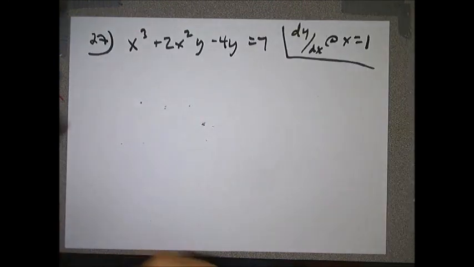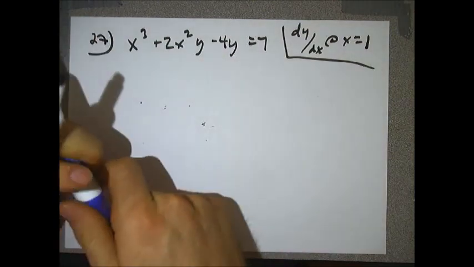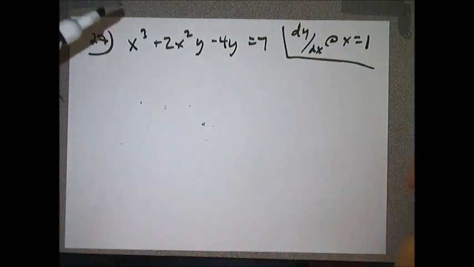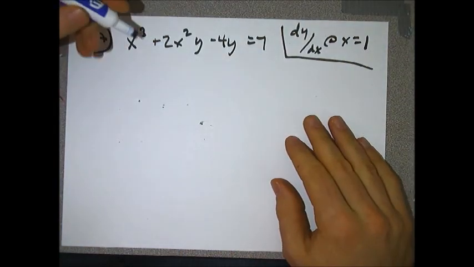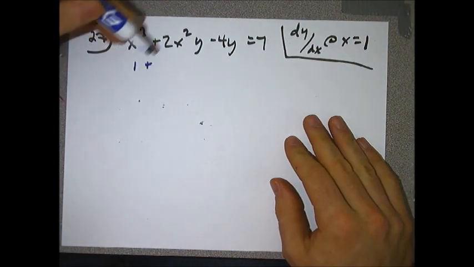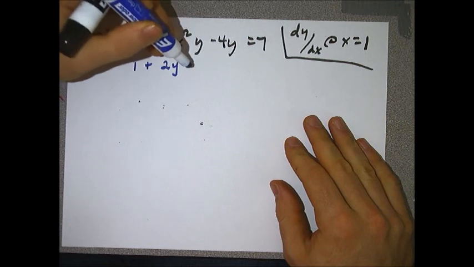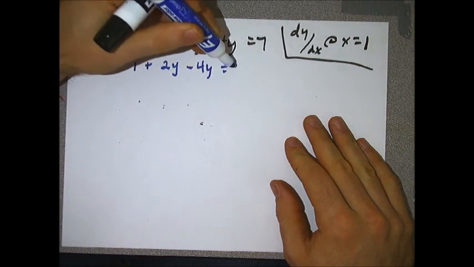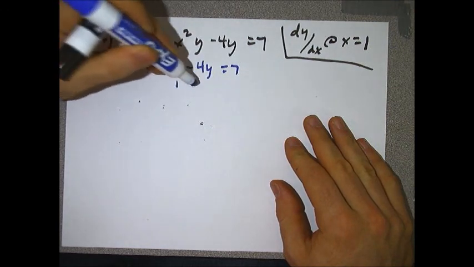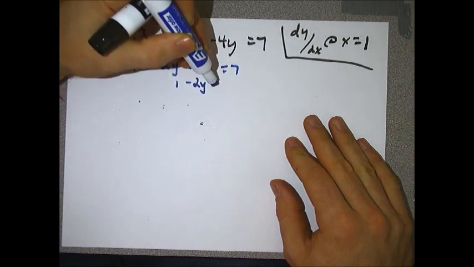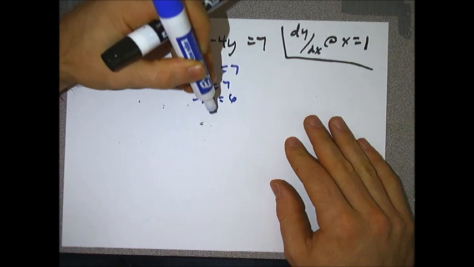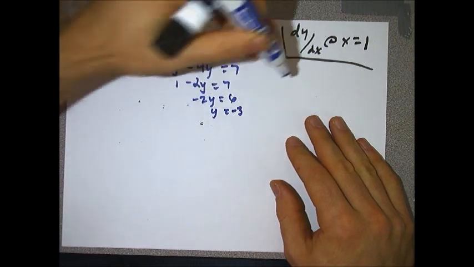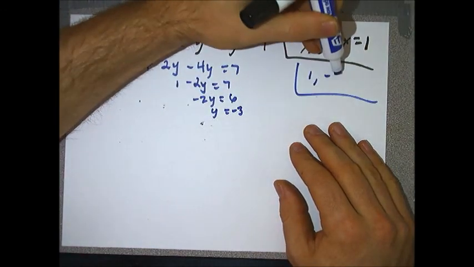Okay, for number 27, they want you to find dy dx. It's an implicit differentiation problem. They tell us x is 1. First thing I want to do is find y, so I'm going to plug in 1 for x. Doing that would give me 1 plus 2y minus 4y is equal to 7. 1 minus 2y is equal to 7. Negative 2y is equal to 6. Y is equal to negative 3. So now I have 1 comma negative 3.